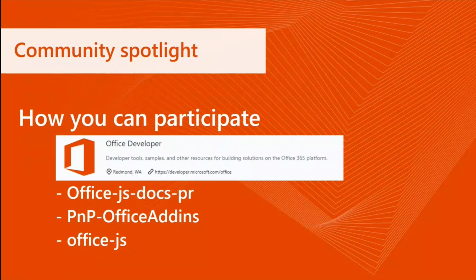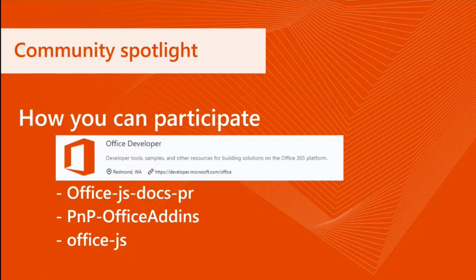I just want to remind folks, if you want to help out on open source and community, we have these different repos. We have our docs on the Office.js docs PR, so you can go in and fix something as small as a typo or offer larger fixes if you want. That's super helpful. There's also the PnP Office add-ins repo, as well as Office.js, where we track issues. If you can help out there, that's great.